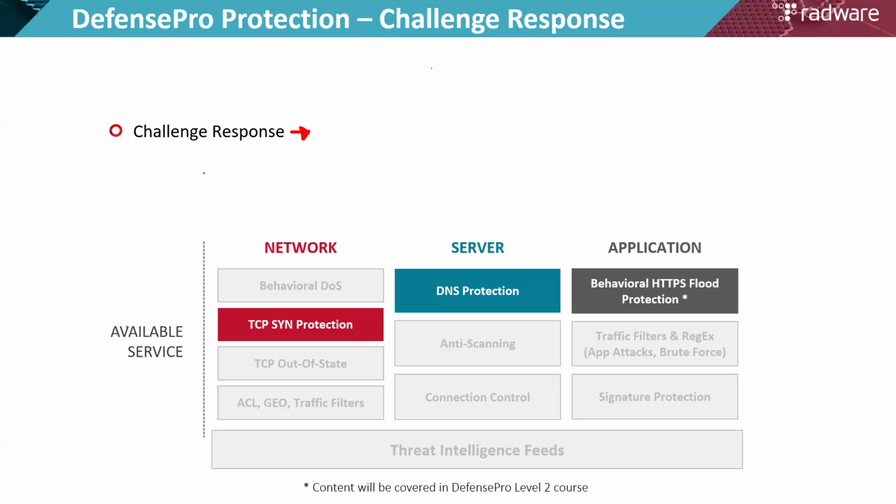The challenge response mechanism would be used to protect against TCP SYN flood kinds of attacks. Even DNS protection makes use of the challenge response mechanism. You'll be learning this tomorrow when we cover DNS protection, where we'll be covering name server challenge. Even behavioral HTTPS flood protection will also make use of the challenge response mechanism. Now, all the things which are marked with an asterisk would be covered in level 2.